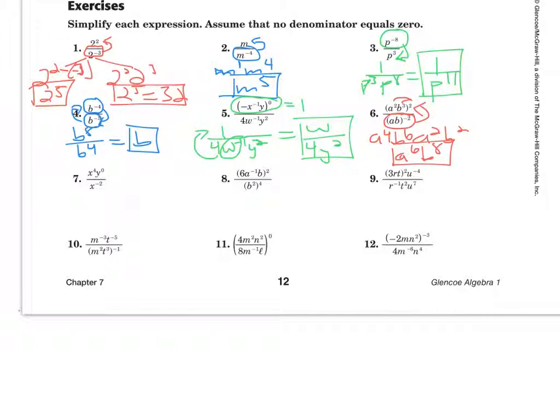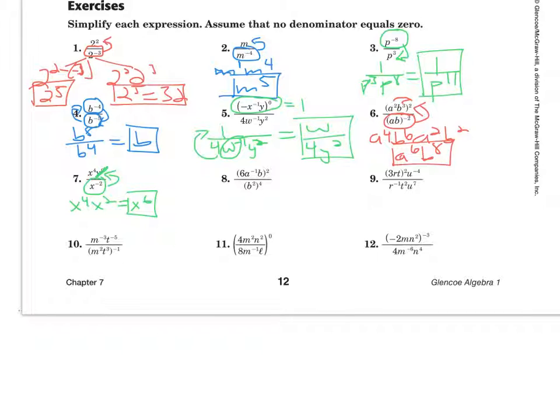Number 7. Okay, first thing I notice is the 0 power, right? Y to the 0 power is just 1, so it's not doing anything. Just cross it out so I don't get confused by it. Then I need to pick up the negative 2 power on the x and move it up top, so it's x to the 4th times x squared, which is just x to the 6th, because you add the exponents.